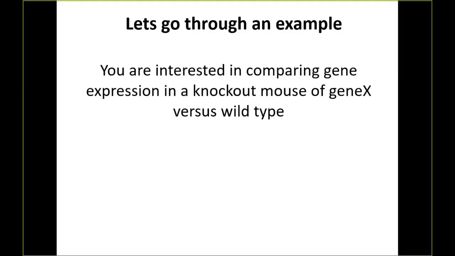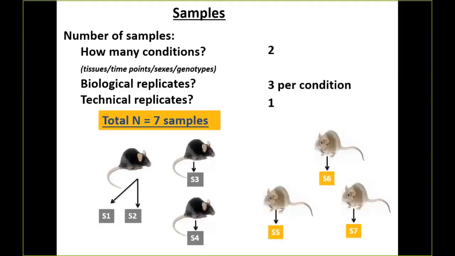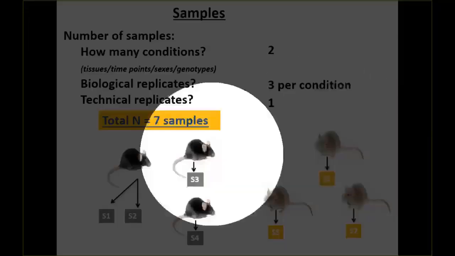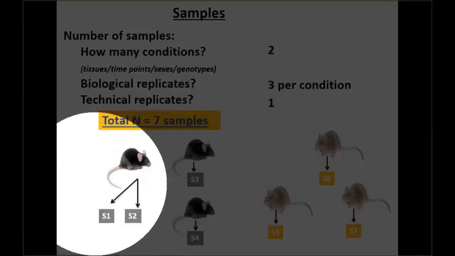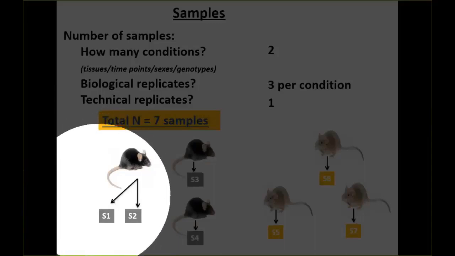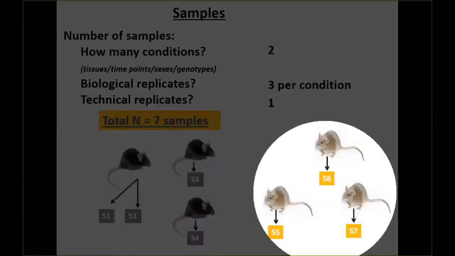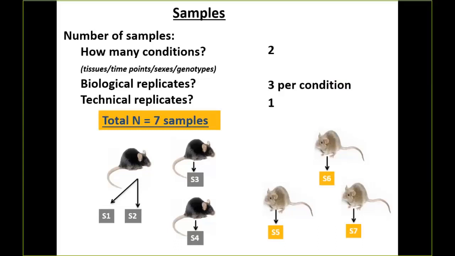All right, so I'm going to work through an example here, and then I think probably we can take a quick break afterwards. So let's say you're interested in comparing gene expression in a couple of knockout mice. Here again, we have our familiar black mice and tan mice. We have this mouse here that's going to give us 2 samples, so we have a technical replicate built in. And otherwise, we have 3 samples per group. So again, looking at the breakdown of our sample counts.